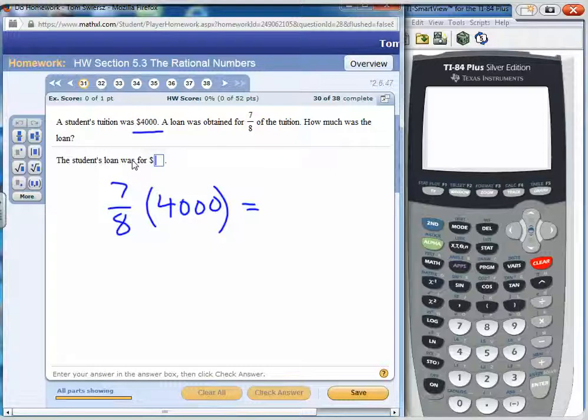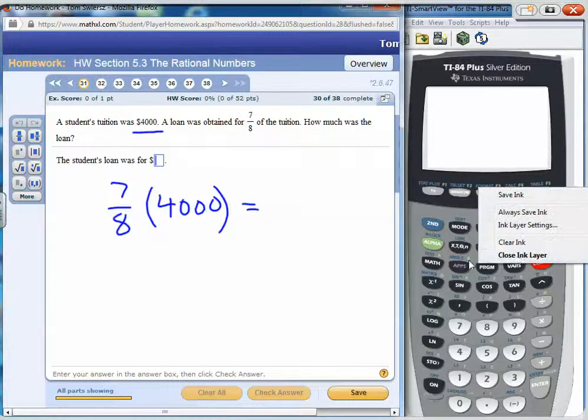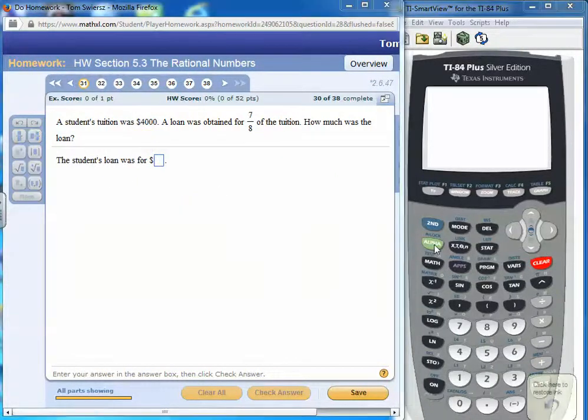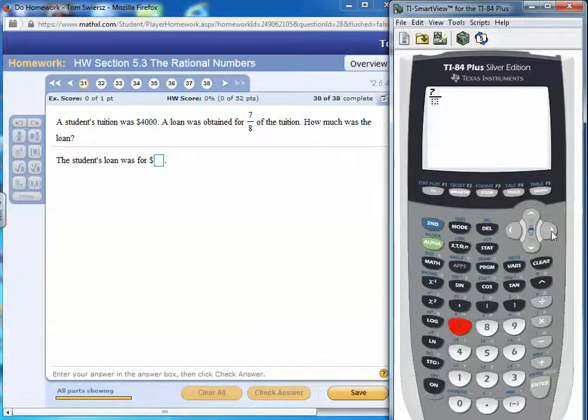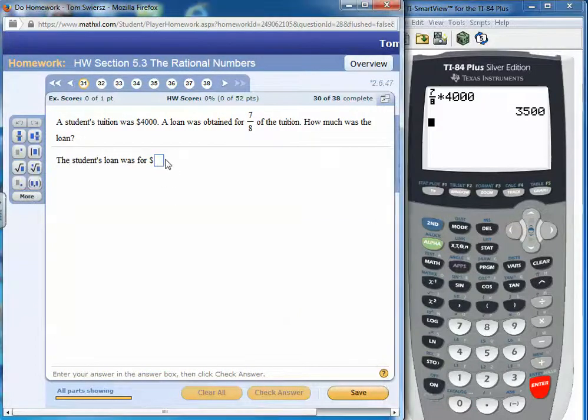Again, you can do this on your calculator. Again, if you have a TI-84, you can go to the alpha F1, get the different fractions, number 1, put in 7/8, and then multiply by 4,000, and we get 3,500.